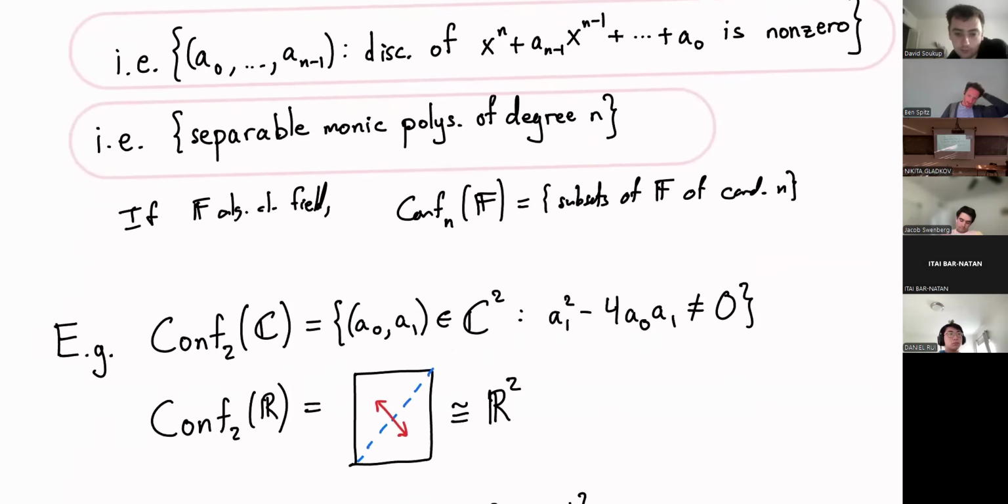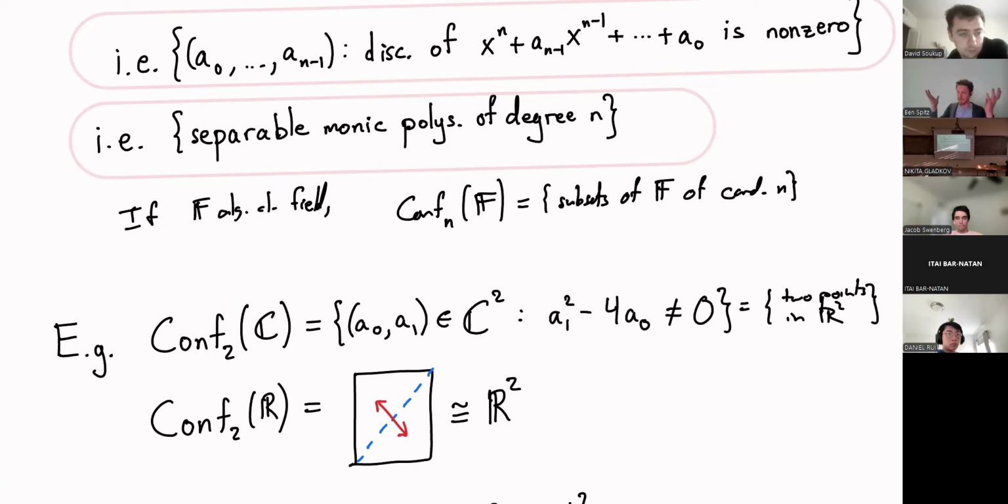And so, for example, if I think about Conf_2 over C, I think I made a typo here. I think that's right. That's just the two coefficients with the condition that the discriminant is non-zero, which is what I wrote before. But this is also the set of ways to have 2 points in R^2. R^2 looks like C. Having 2 points in R^2 is like having 2 complex numbers that are distinct. This is the space of subsets of R^2 of size 2, if you like. That's the topology on this space.